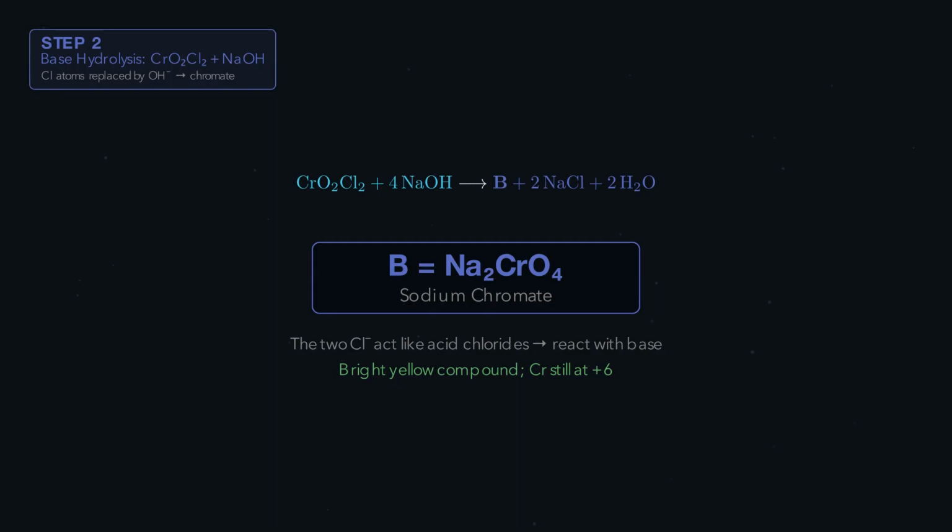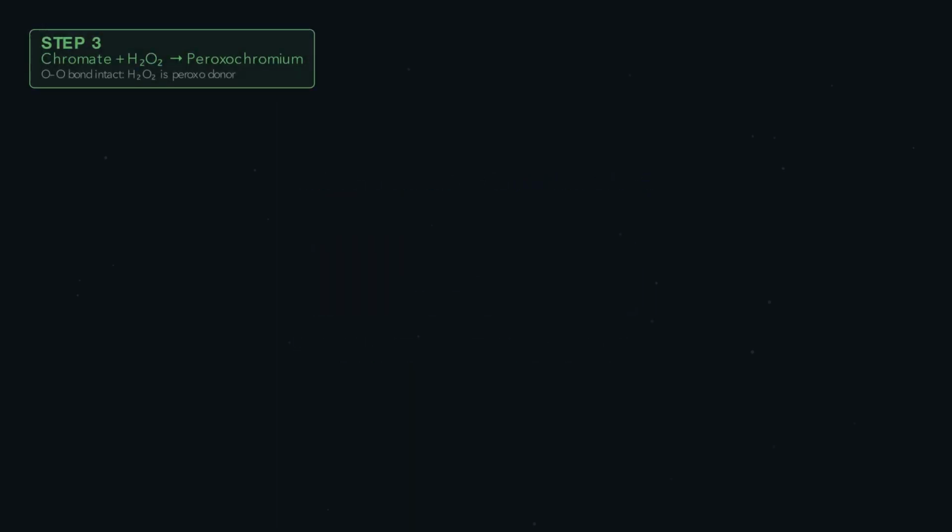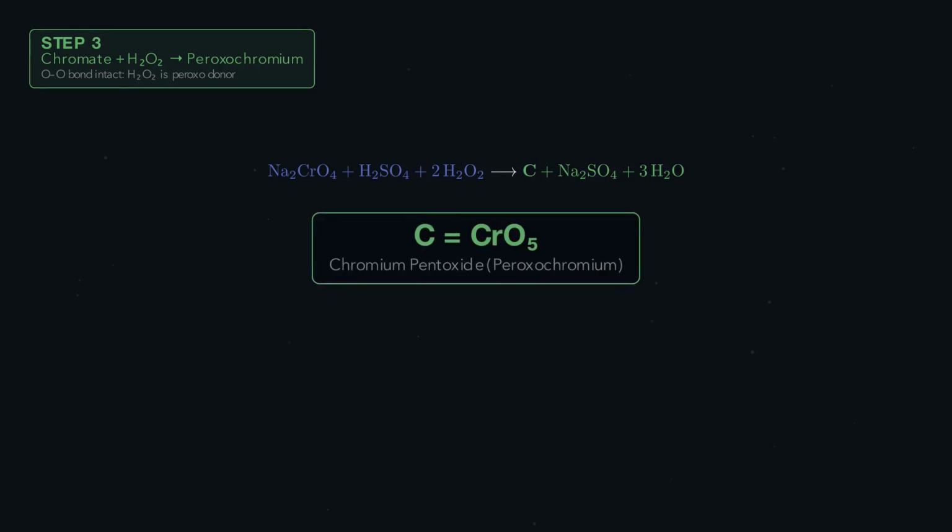Now A reacts with sodium hydroxide. Chromyl chloride has 2 chlorine atoms bonded to chromium. Base hydrolysis replaces those chlorines with hydroxide, converting the compound into sodium chromate, a bright yellow salt. Product B is sodium chromate, and the sodium chloride byproduct confirms our equation.